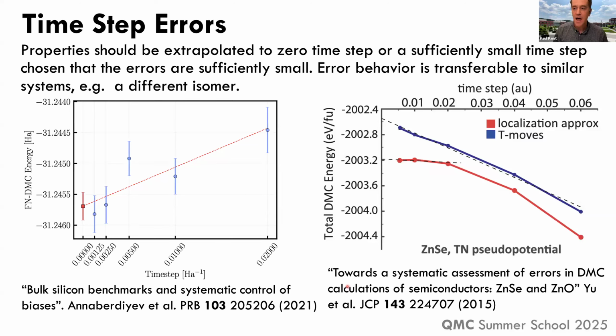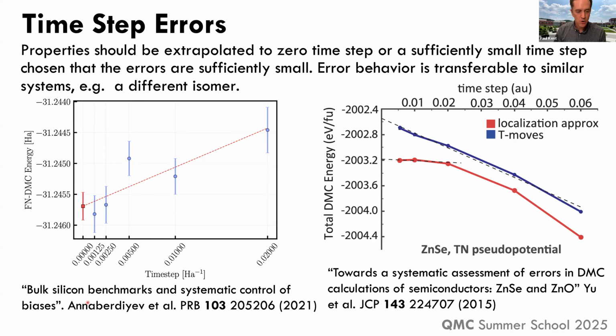Now, one thing I mentioned, this is a key difference from variational Monte Carlo, is that we now have a time step error. We need to have sufficiently small time steps. And there are very straightforward approaches to treating that. First of all, one way to do this is to extrapolate properties to zero time step. So what we do is a series of runs, like 0.02, then 0.01, and progressively smaller time steps, and then extrapolate to zero time step.